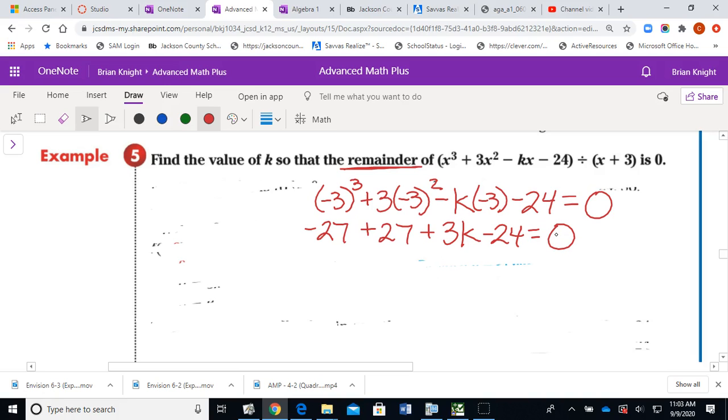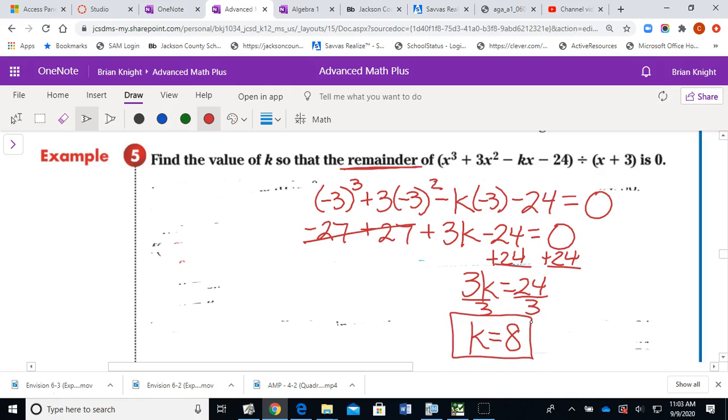Everybody see how I simplified that? -3 squared means positive. So those cancel. If I add my 24 over, I end up with 3k equals 24, and I divide by 3. So what does k got to be? 8. So k has to be 8 in order for x plus 3 to be a factor. So that's it? That's it. That makes sense?